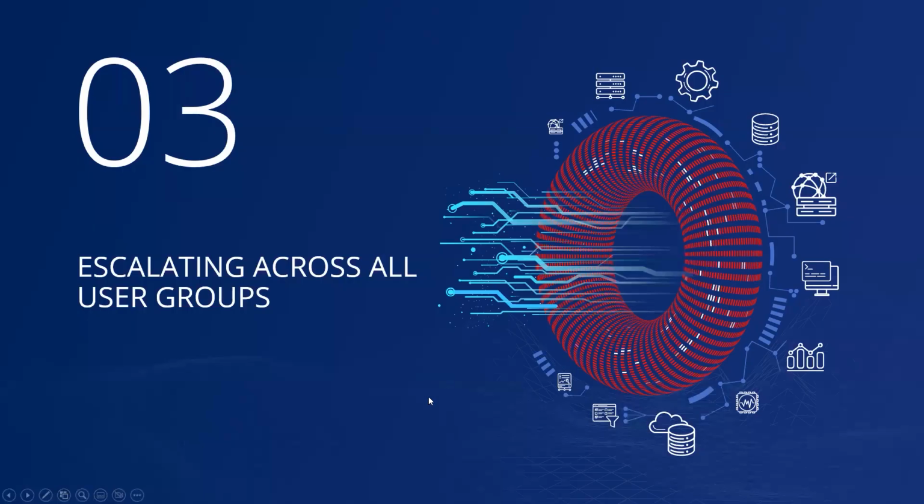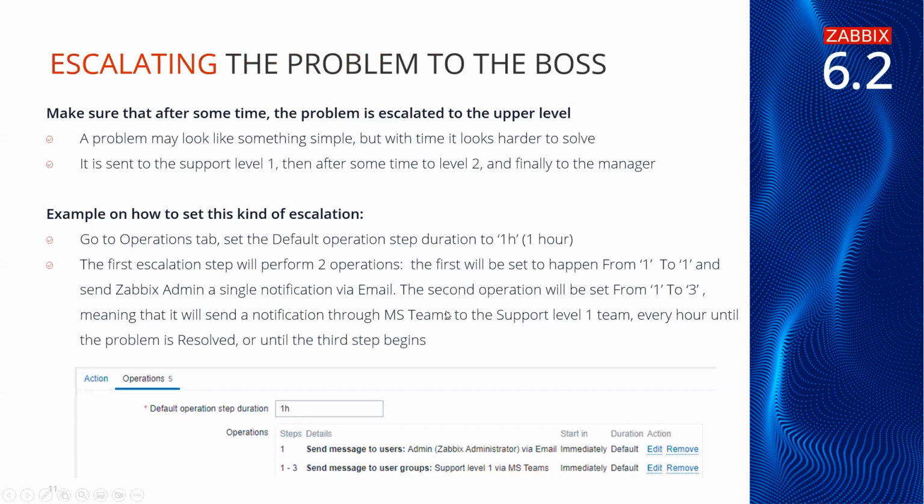Okay, so we've seen a couple of examples, but now we want to actually escalate the problem across our group of users. So escalating the problem to the boss. You want to make sure that after some time the problem is escalated to the upper level. It's not only the boss. You can have a support level 1 team, and then after some time it's going to be sent to the support level 2 team. So it's escalated automatically, and you can define who is going to receive this.